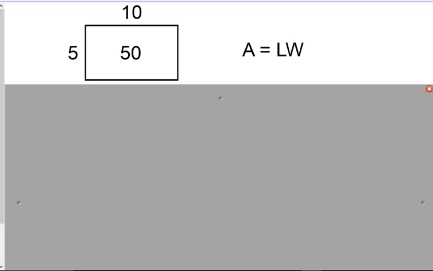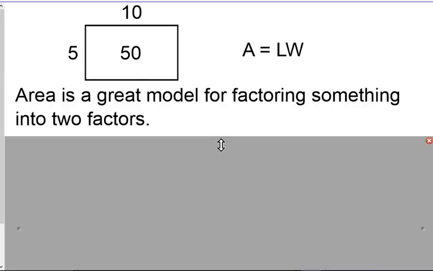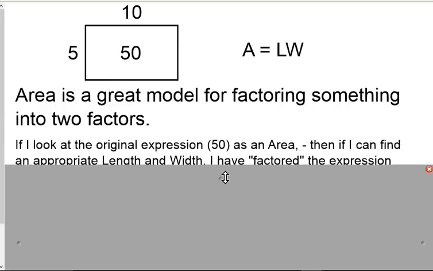Well, what I want to do today is actually look at area as a model for factoring an expression. So here we have a very simple expression, just a single number, 50, and we can see that if the length was 10 and the width was 5, that would give us an area of 50. So if we know an area, such as 50, and we can figure out a length and a width that would give us 50, 5 and 10, then we have factored 50. So area is a really good model for factoring something into two factors.